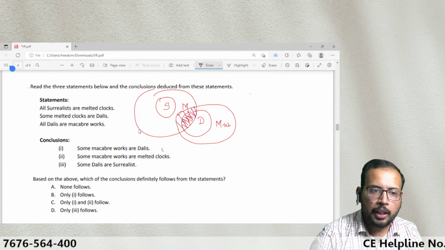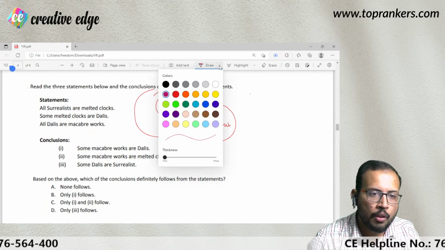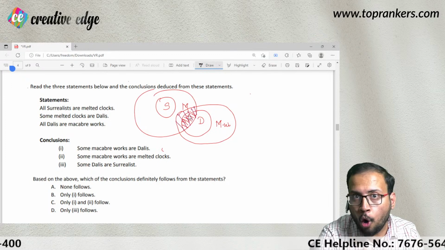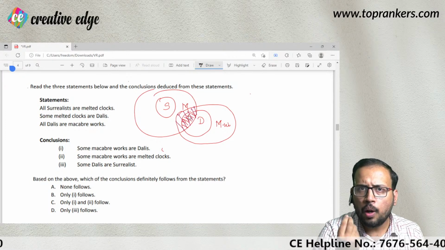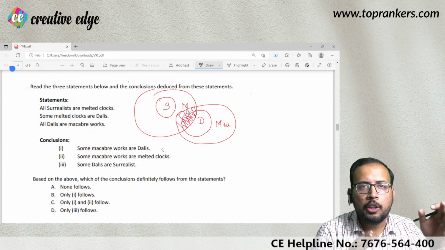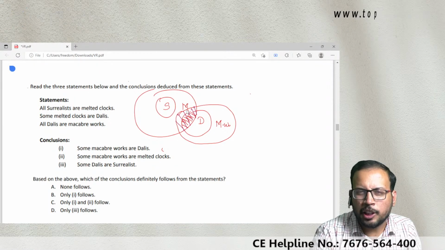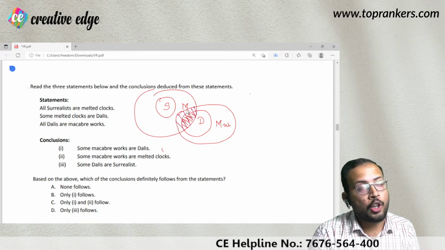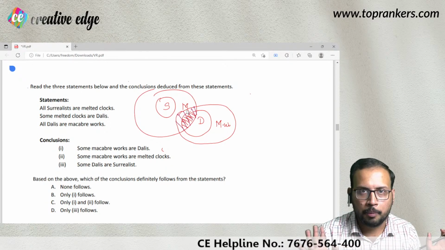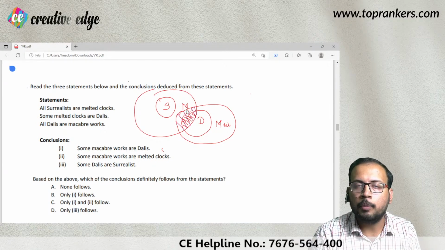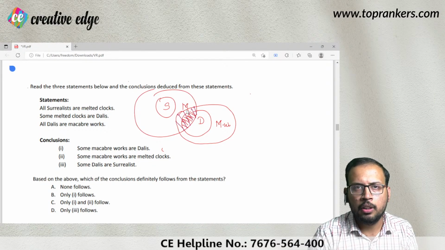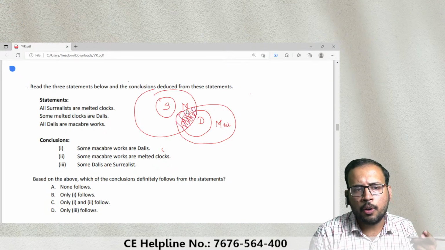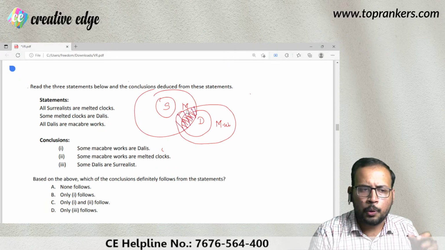Now some of you may be thinking why I have not intersected S with M or D. I have not intersected them because I have not been told in the statement. So does it mean that they are not related? I would say that they may or they may not be related. I'm not sure about it. So what to do if the conclusion asks for relation between S and M? So we are going to look into that.